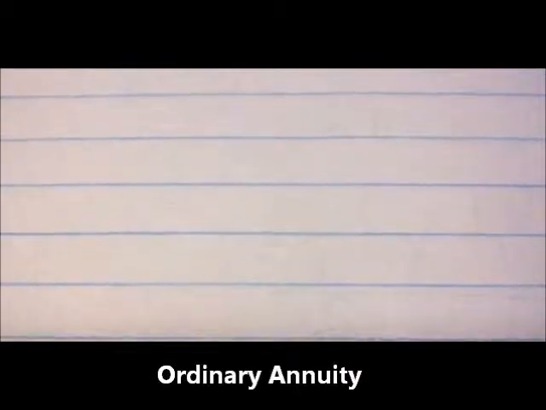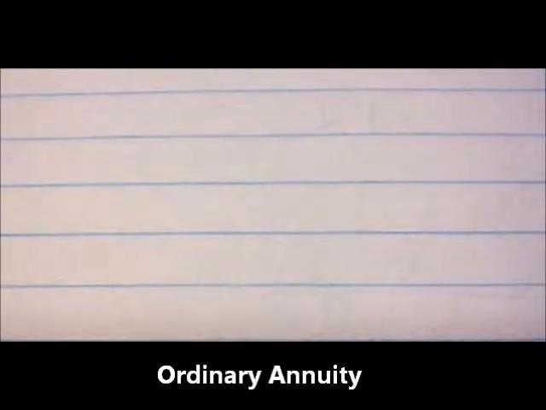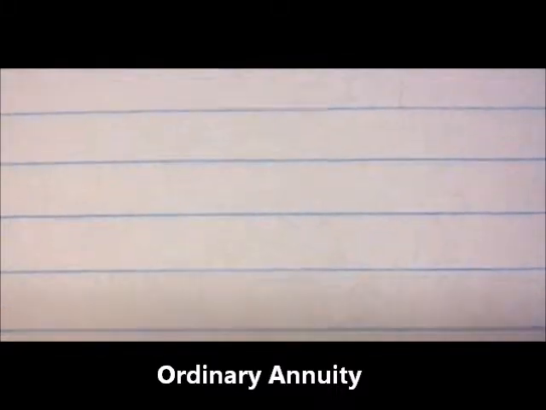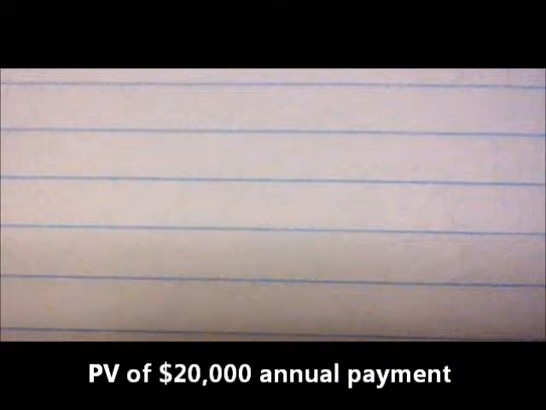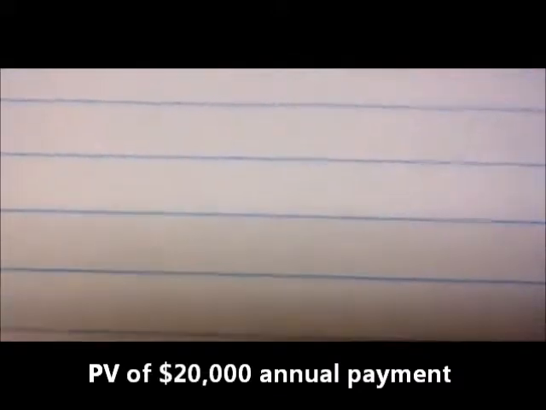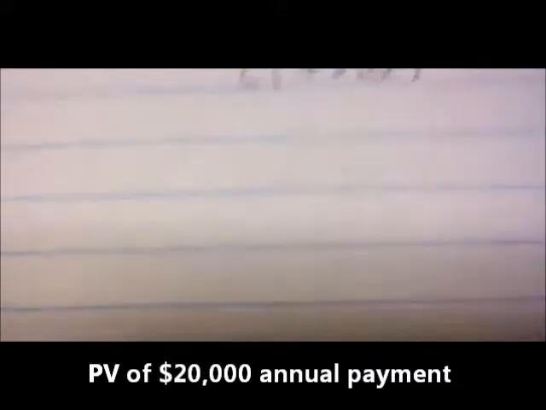Now, question number 2 is an ordinary annuity. An ordinary annuity question has two separate parts. First, we want to find the present value of the $20,000 annual payment. And to find the present value of the $20,000 payment, we're going to use a formula.